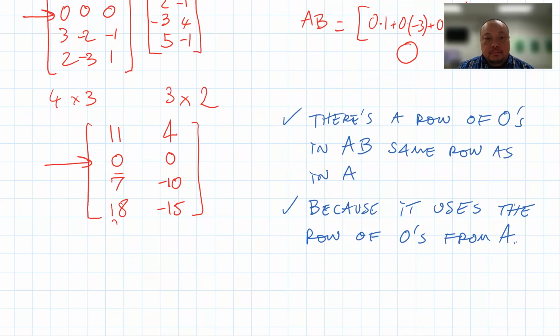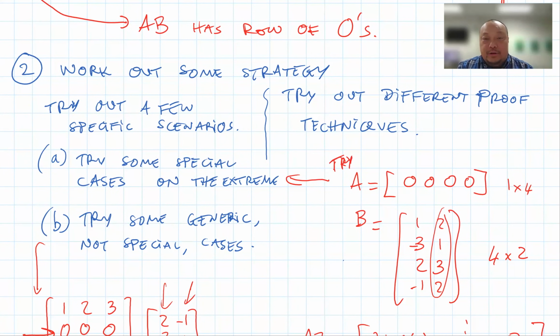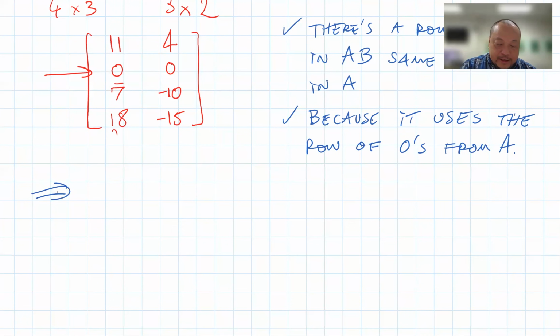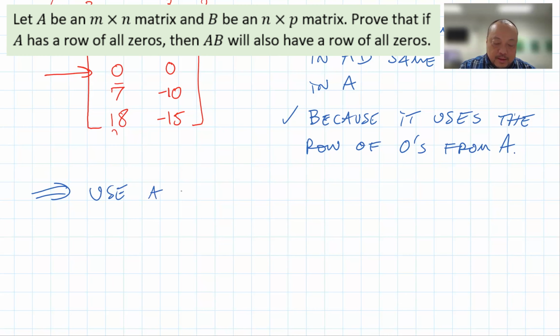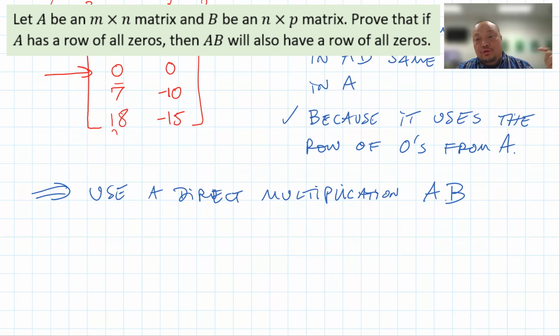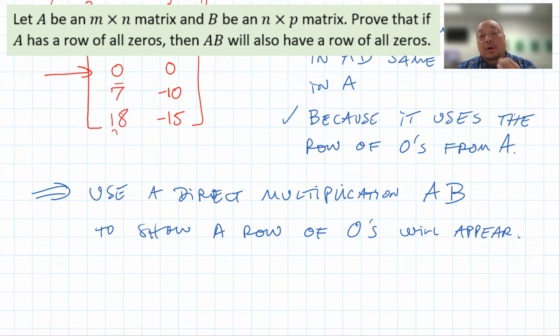That gives me my strategy. I will use that in my direct proof. I also know that I don't need to try out different proof techniques, because this comes from the calculation itself. So I can just use the calculation. I just directly prove it by directly multiplying A times B to get my row of zeros. So that's what I'm going to do already. Use a direct multiplication, A times B, to show where that row of zero is from. And it will appear at the same row as original A. Right, I've already made my decision on my strategy. I'm ready to do my proof.